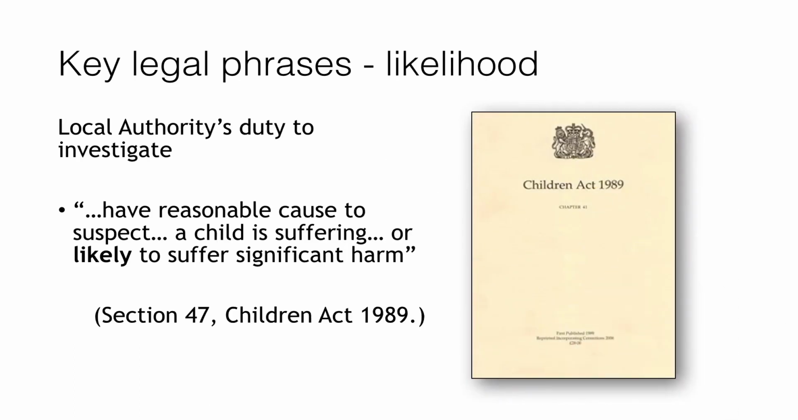What is important to remember is that in all considerations we aren't just addressing the current circumstances or evidence to identify significant harm, we are also considering whether harm is likely to become significant in the future. For example, the local authority's duty to investigate is where a local authority has reasonable cause to suspect that a child in their area is suffering or is likely to suffer significant harm. Then the local authority should make inquiries to safeguard and promote the child's welfare.